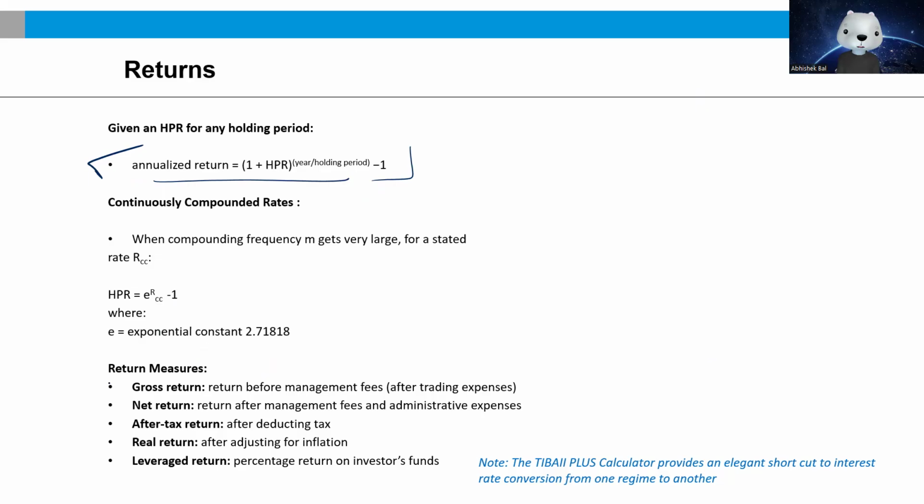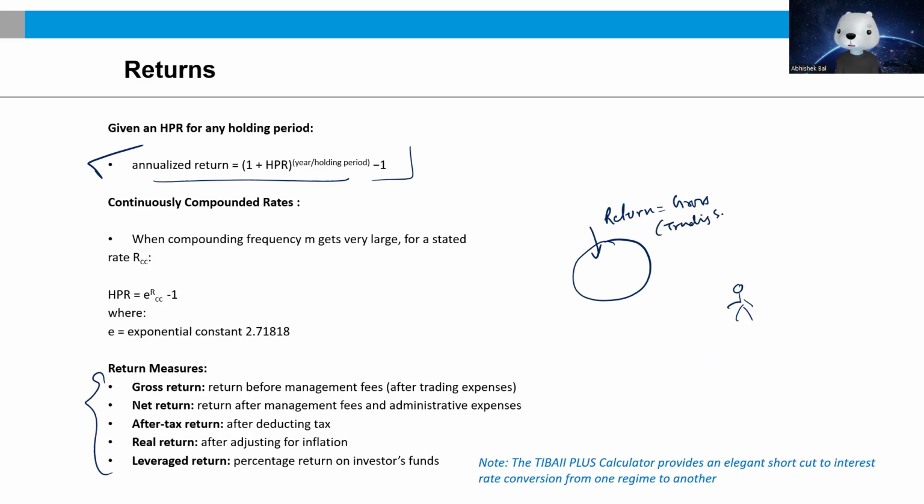But before that, let's talk about certain other return measures. So the gross return is basically what the fund can actually generate before the management fees are paid, but after the trading expenses. The net returns are the returns after the management fees and administrative expenses. So we must understand, when we are talking about funds and then there is an investor, what the fund generates as part of its return, those returns are always gross in nature. This also includes the trading expenses.